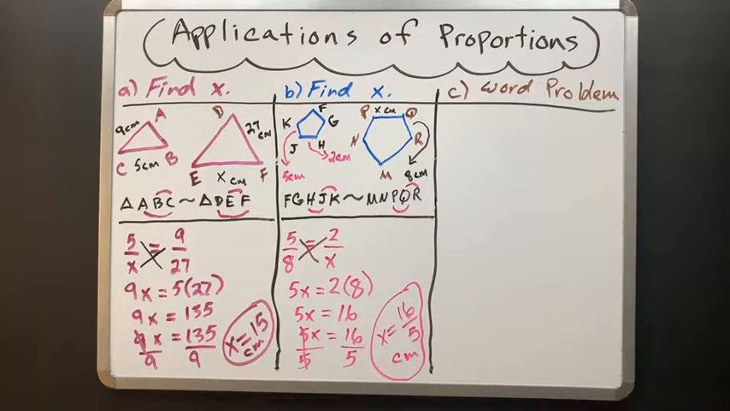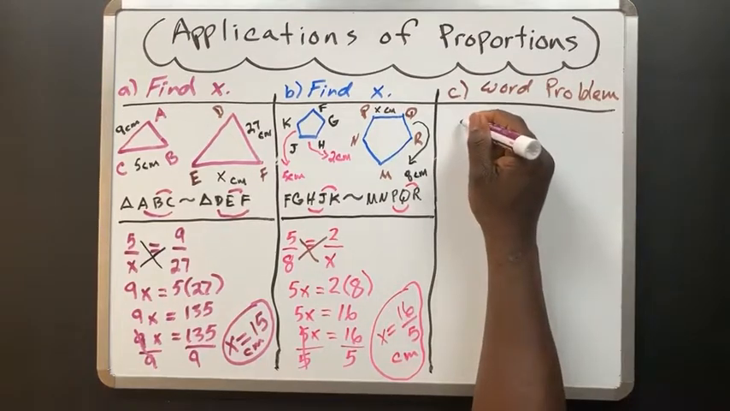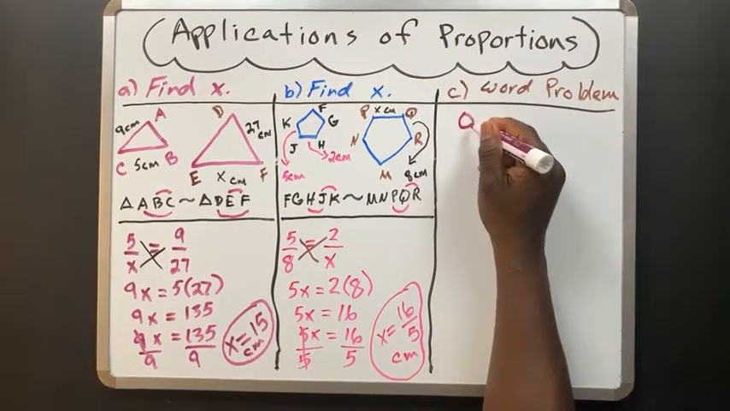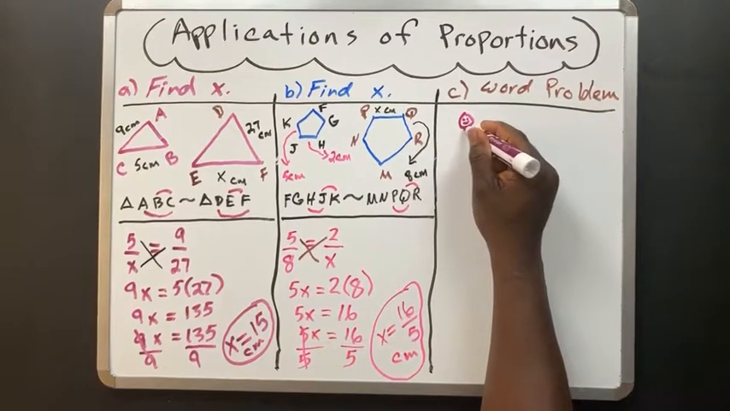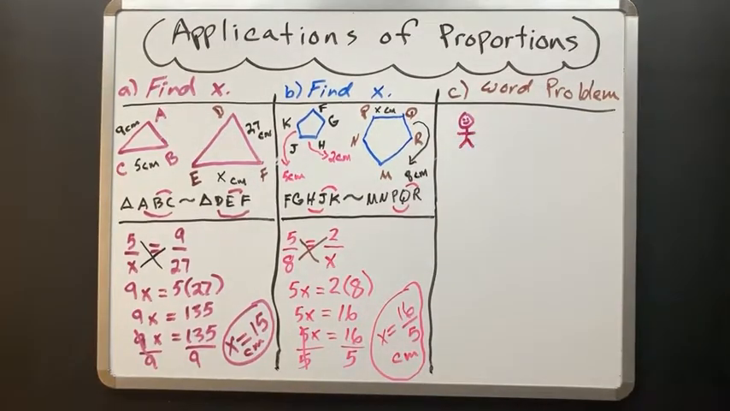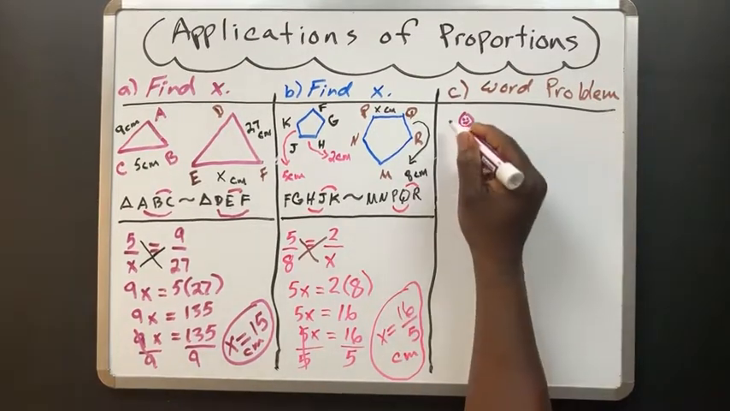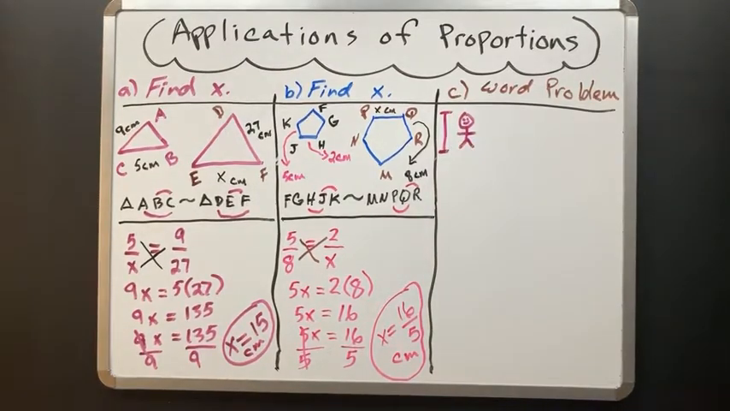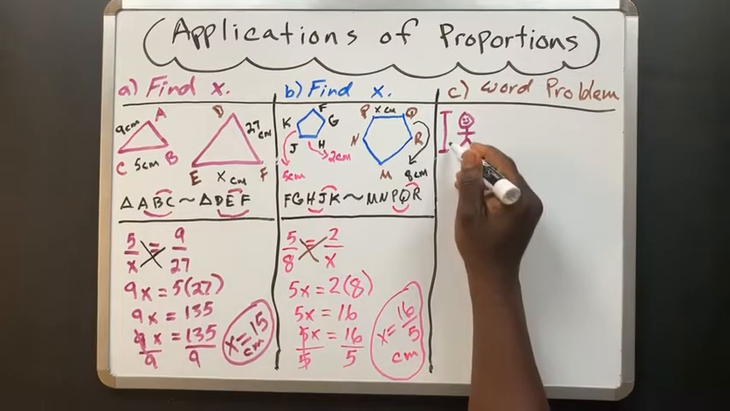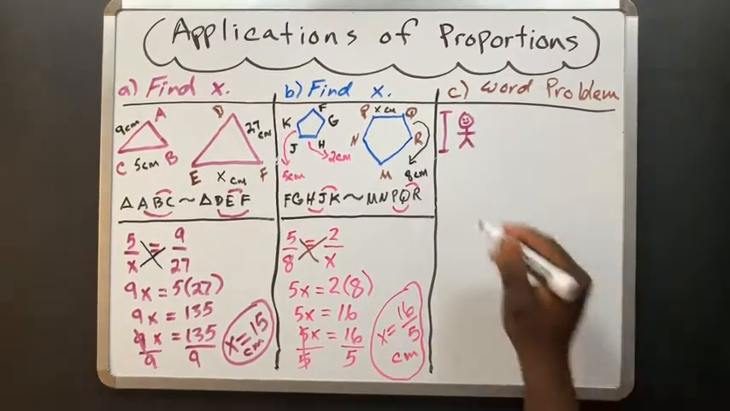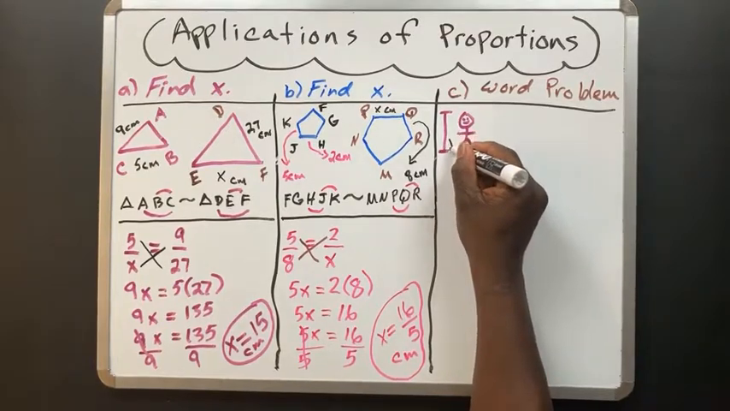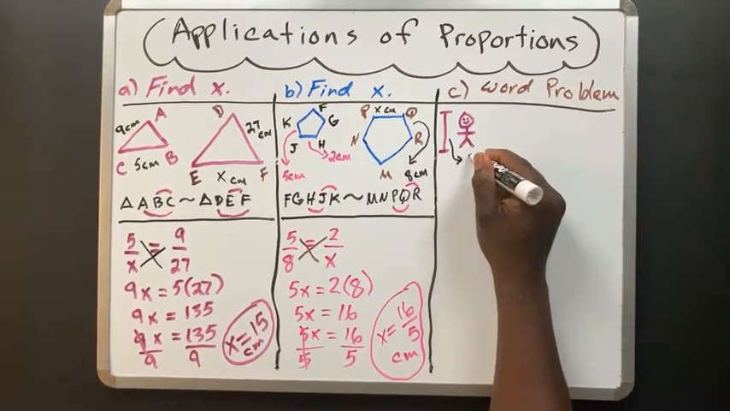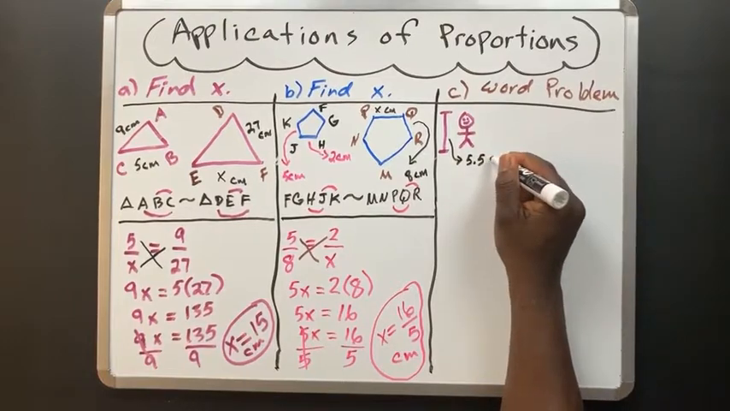Let's say this is our person, smile, all right, stick person. And that person has a height, right? The height of that person is 5.5 feet. So I'm going to draw a line and say the height is 5.5 feet.